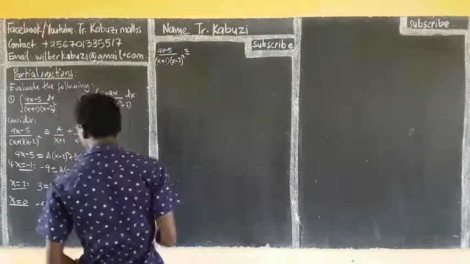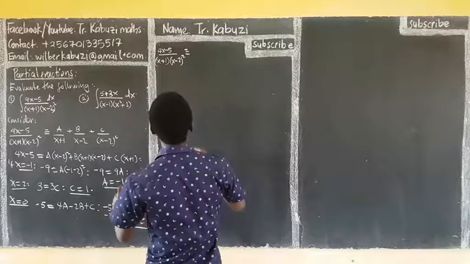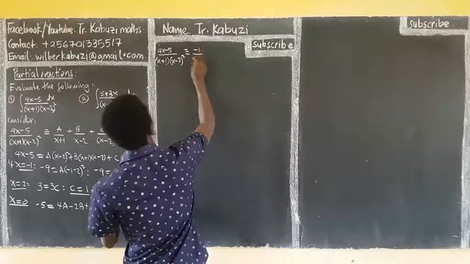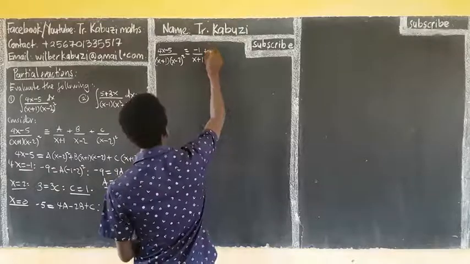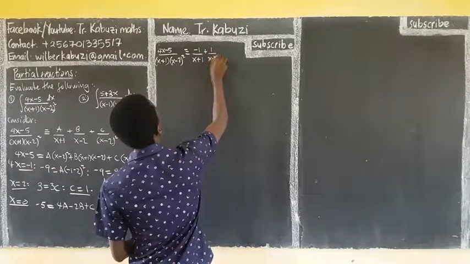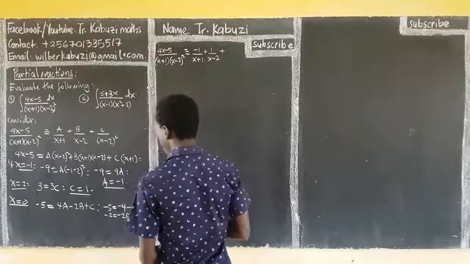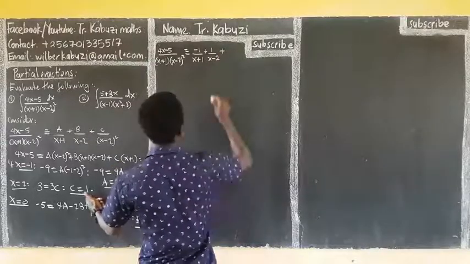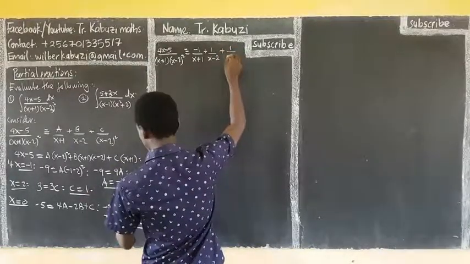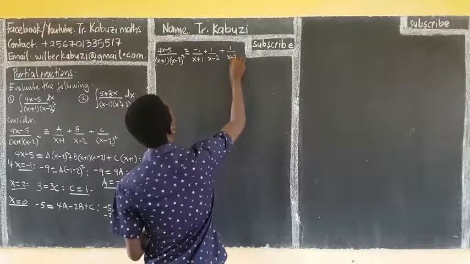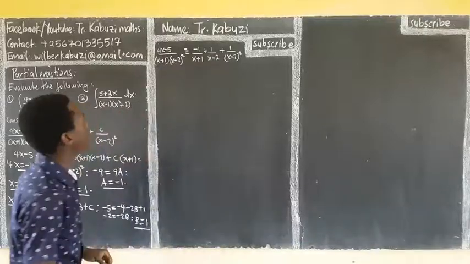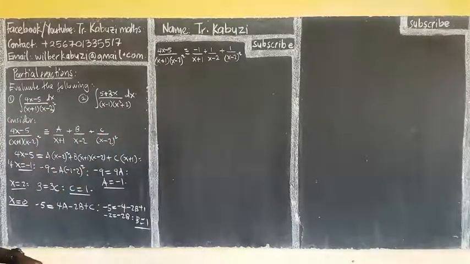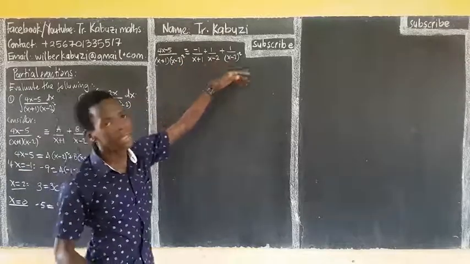Instead is equivalent to our a is negative 1 over x plus 1, plus b, our b is 1 over x minus 2, plus our c is also 1 over x minus 2, the whole square. I'm substituting it here. Now remember we are adding the integral. So now to integrate this, you integrate also this without.